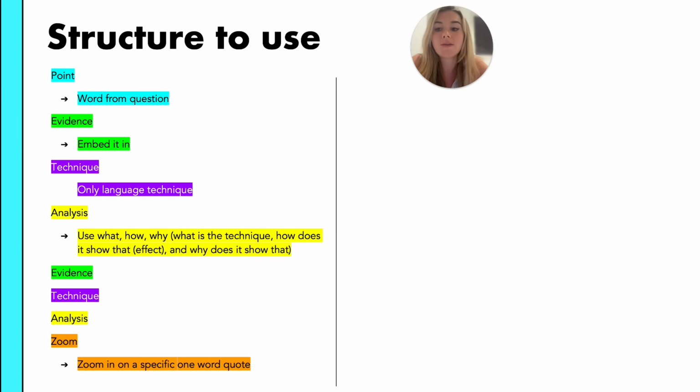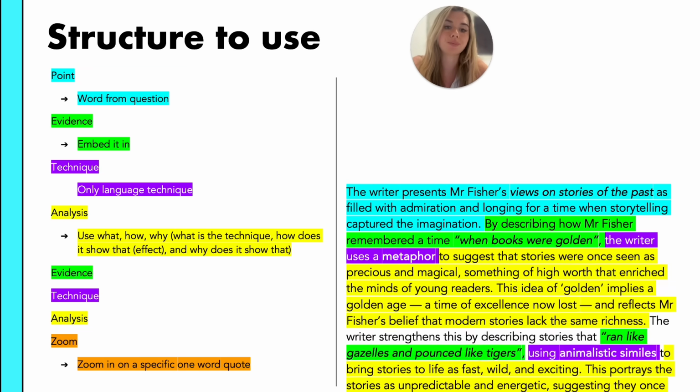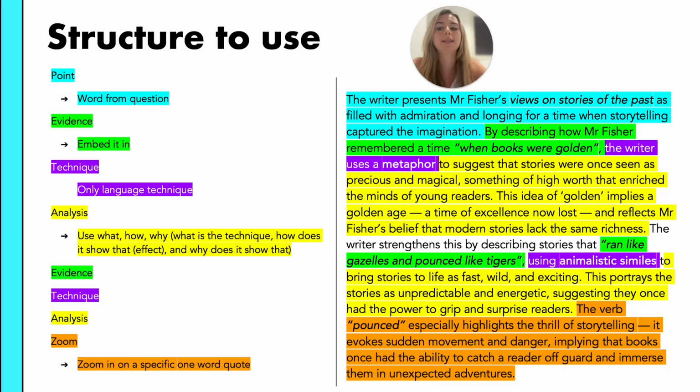Then we do another evidence technique analysis with a new quote, and then we zoom. So we zoom in on one specific word quote. So let's have a look at this. This is color coded to show you exactly how we do it. Now the question was something like, how does the writer use language to show Mr. Fisher's views on the stories?